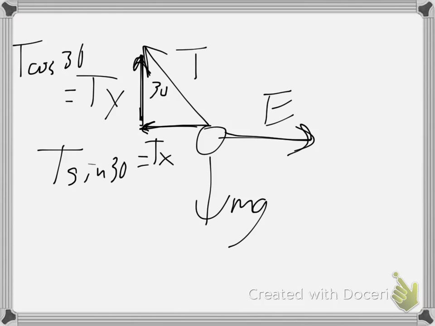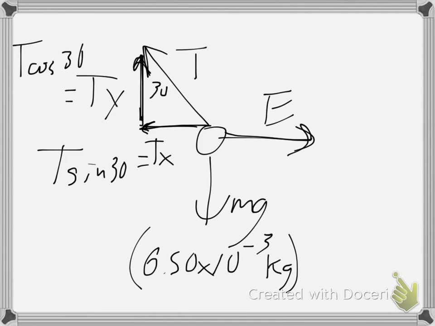So the mass of the ball is 6.50 times 10 to the negative third kilograms. If we multiply that by 9.8 meters per second squared, that'll give us the force due to gravity. Let me pull the calculator right quick.